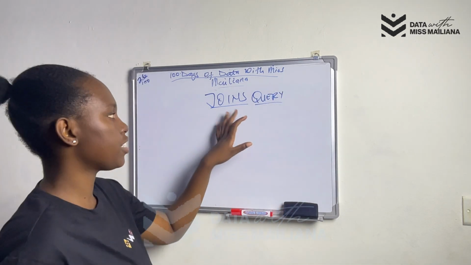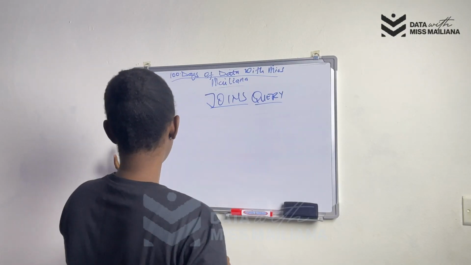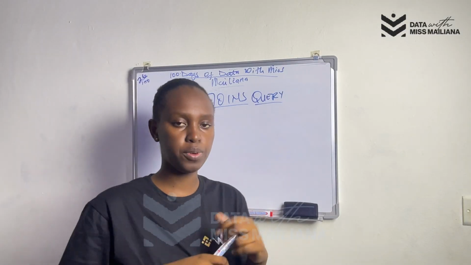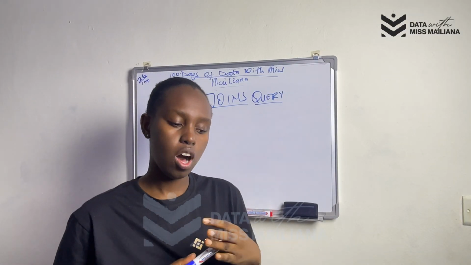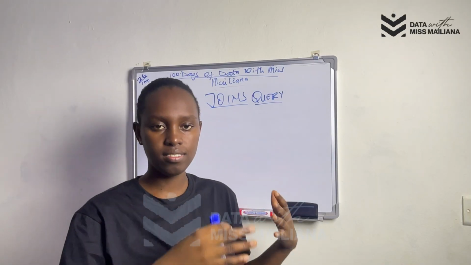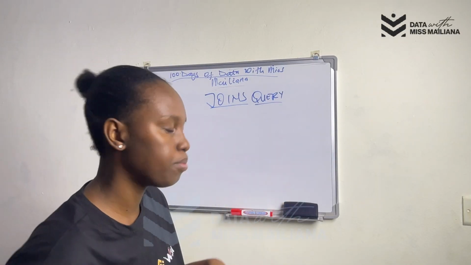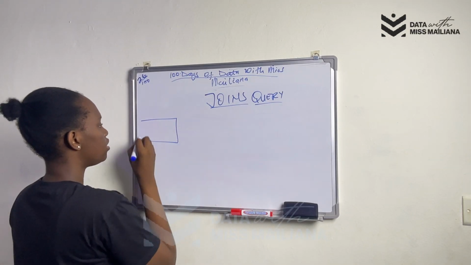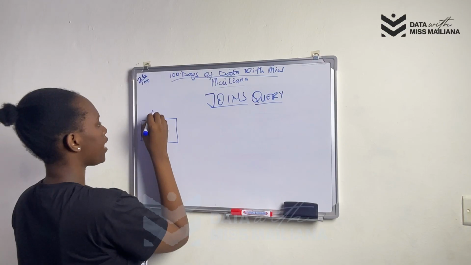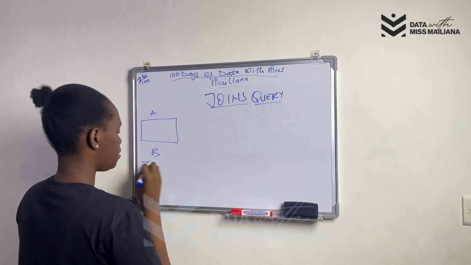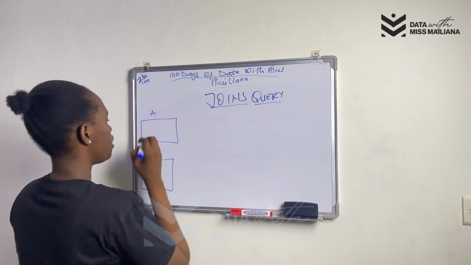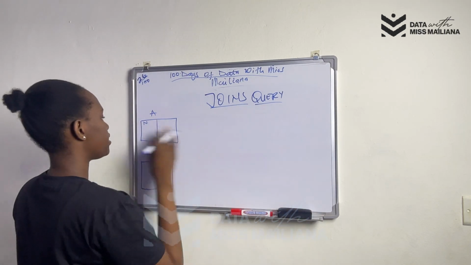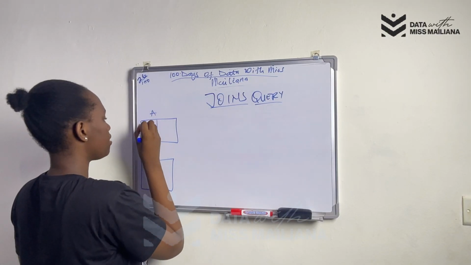Okay, so we are talking about join queries today. At this point you should know from our mini project that you can create multiple tables in SQL. So today let's assume that we have two tables: table A and table B. Let's start with the table that has ID and name.